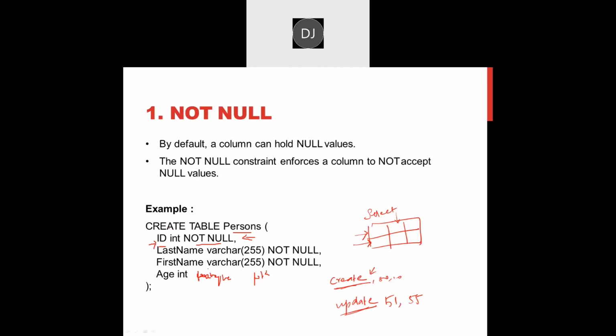Okay, so here in the example for a person table, they created id, last name, first name, and age. For id, last name and first name they are giving NOT NULL. It means you have to pass some value. If you don't pass any value to that, it will throw an error. Okay, we can see that.